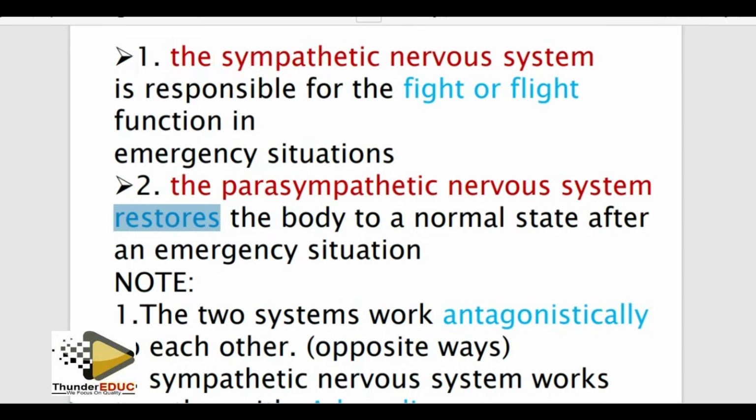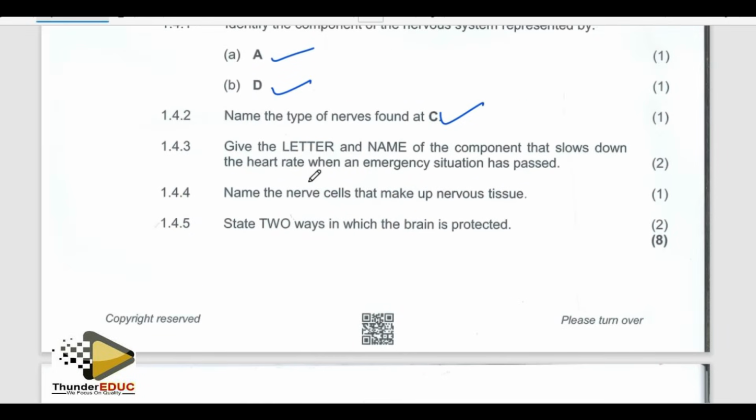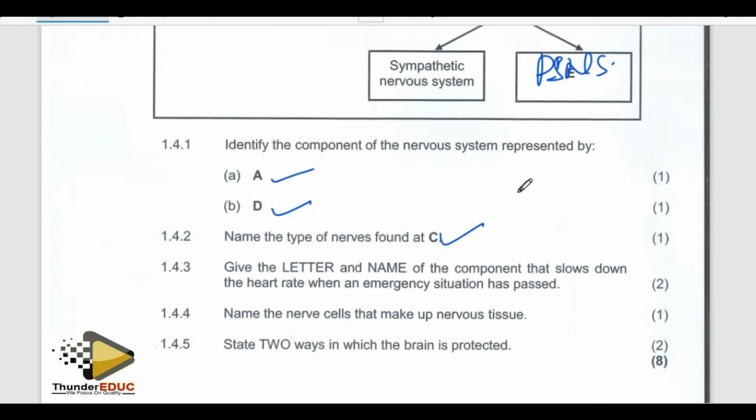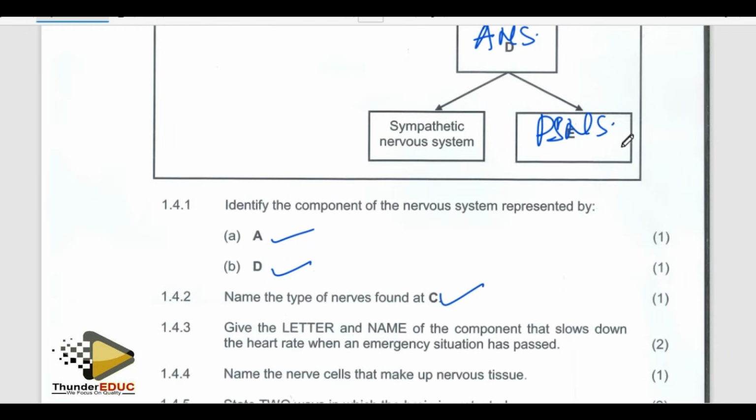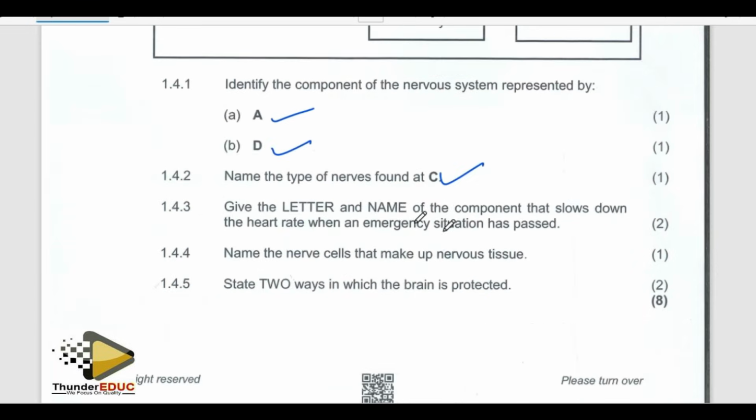What are they saying here? They're saying, give the name of the component that slows down the heart rate when the emergent situation is passed. That's what they are looking for. So now I come here and they say parasympathetic nervous system. So the answer is E, and the name is the parasympathetic nervous system.